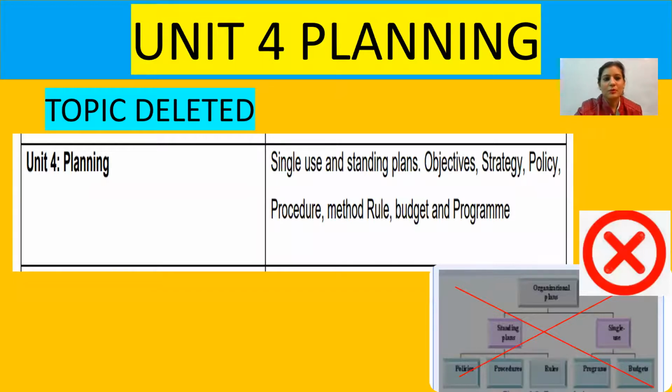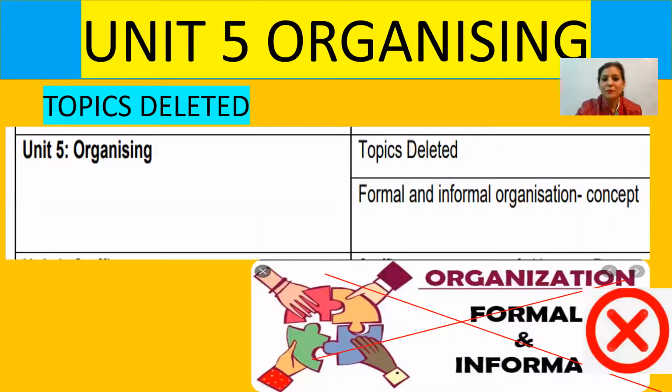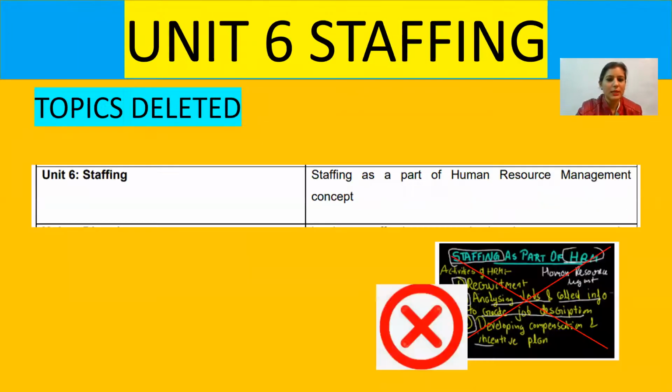So chapter 4, planning, 8 types of plan, deleted from the syllabus: single use, standing plan, objective, strategy, everything has been deleted from the syllabus. Chapter 5, organizing, the deleted portion is the formal and informal organization concept. Concept means difference also. Formal, informal, no need to spend your time on this topic. And chapter 6, staffing.